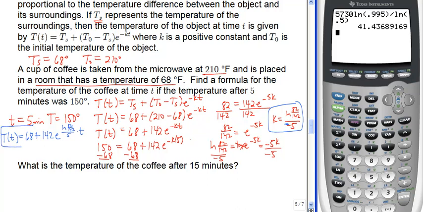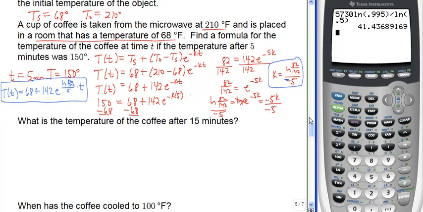So this is the model that we are going to use to answer some additional questions down below. Based on that model, you tell me any time and I can tell you what the temperature of the coffee should be, or you tell me what temperature of the coffee you want and I'll tell you how long you're going to have to wait until it cools off to that temperature. So let's try this next example.